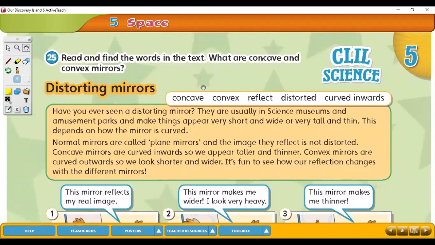In the rubric here, it says, read and find the words in the text. What are concave and convex mirrors? So we have two types of mirrors here, and I think this is the first time for you to hear about them, concave and convex. What do these words mean? This is what we're going to find out while reading the text.